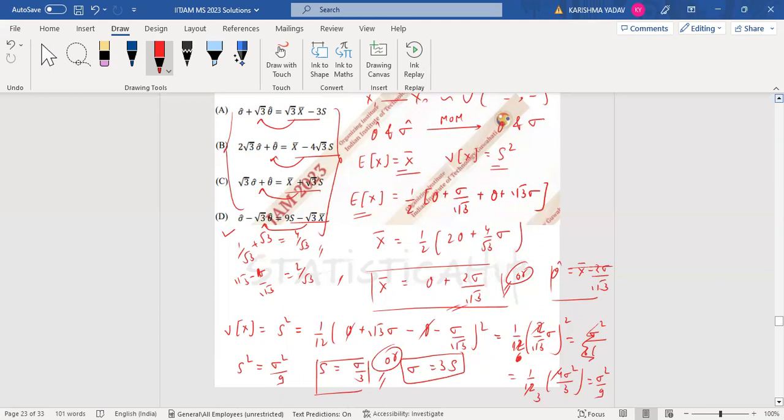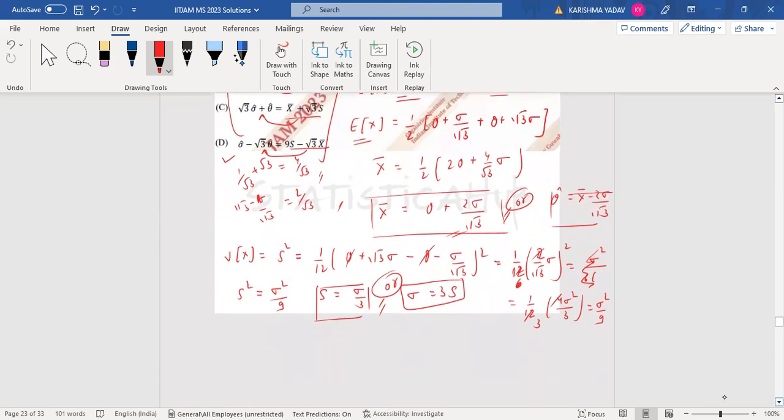So it's your choice whether you put x bar and s or theta cap and sigma. I am just putting the values of x bar and s and trying to see which one is satisfying, and the one which doesn't satisfy is my answer, because we have been asked for the false statement. So let's check the very first option, that is A, which is root 3 x bar minus 3s.